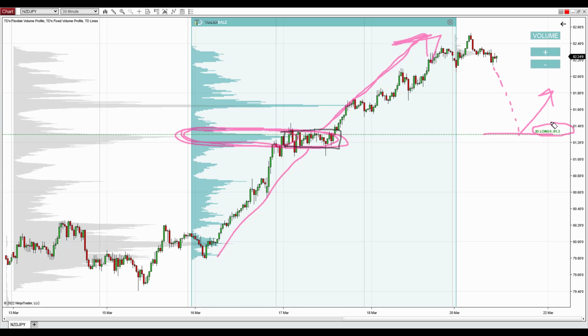a reaction from 81.30. This is a support. And the reason why I think that there'll be a reaction is that those buyers from this place will want to defend the zone where they placed a lot of their longs before, and they'll want to push the price upwards from there again, right? This is an important zone for them. So that's why it should work as a strong support.